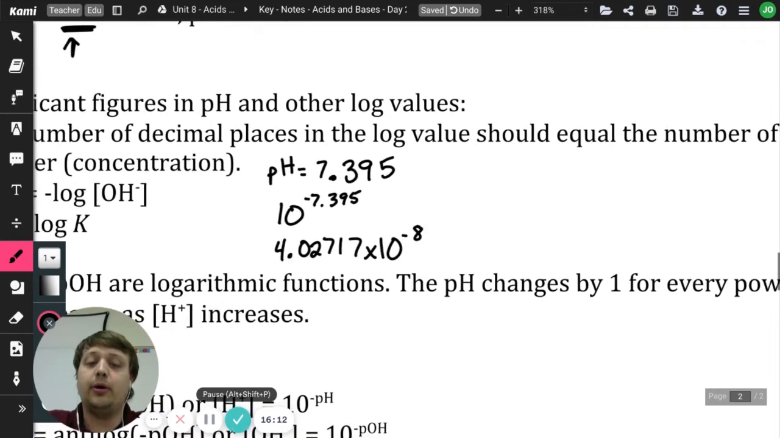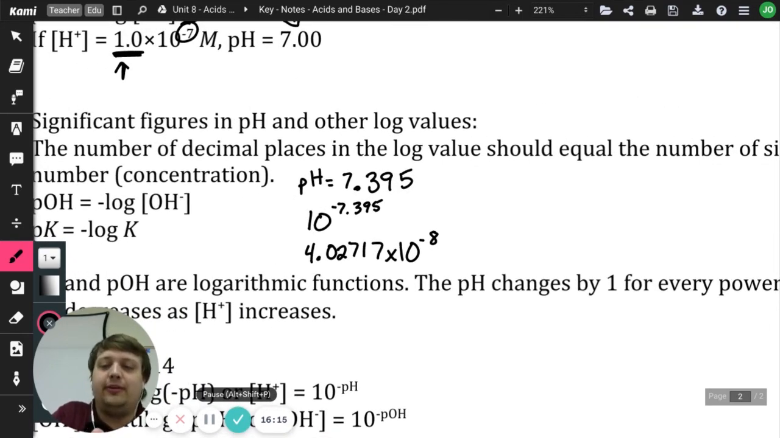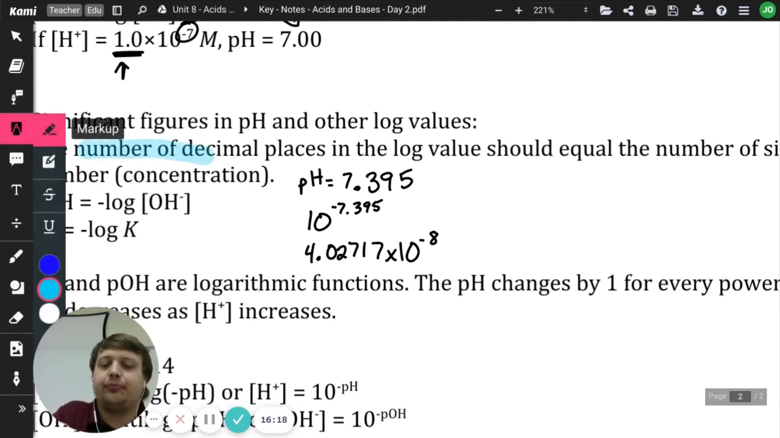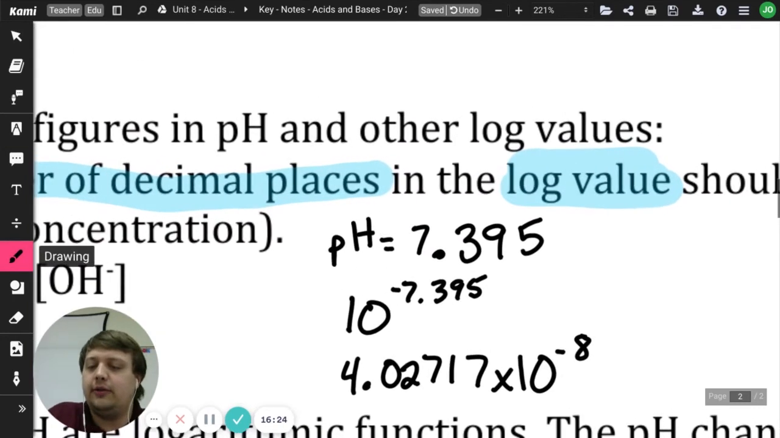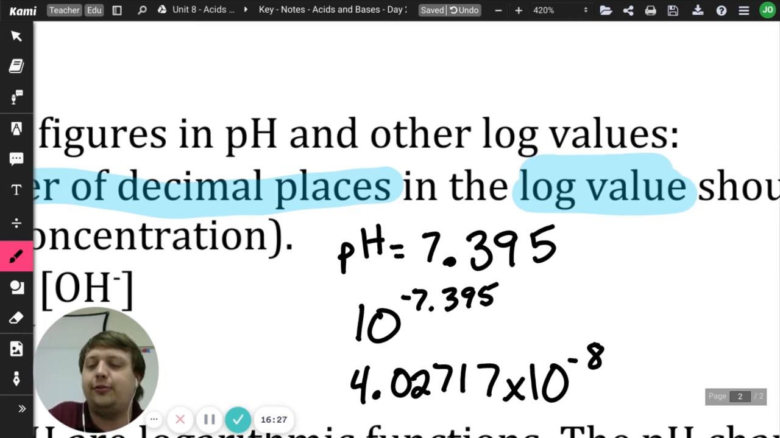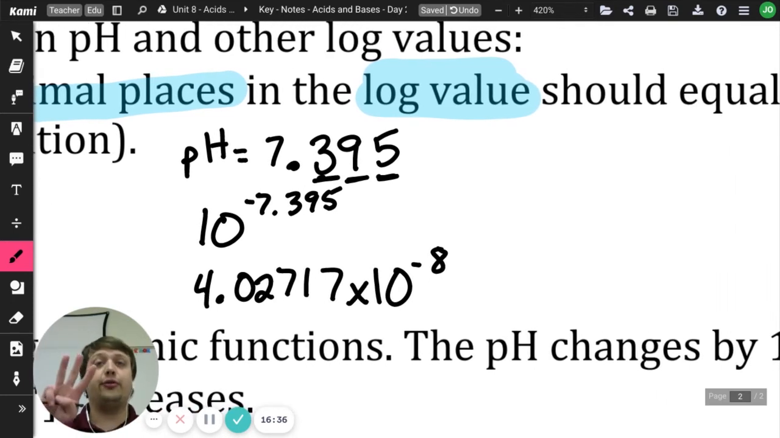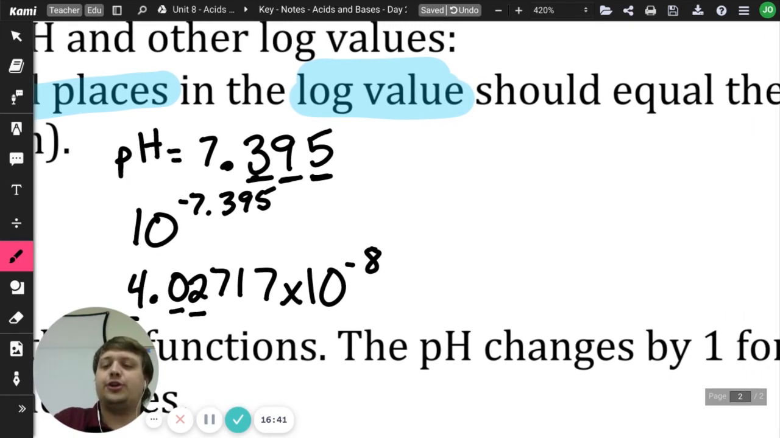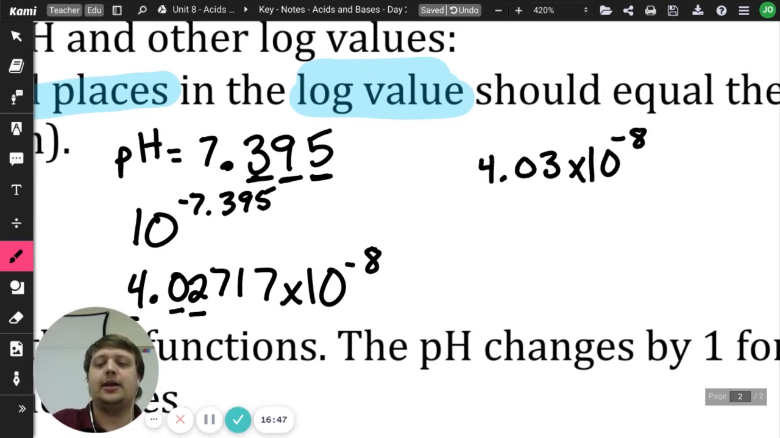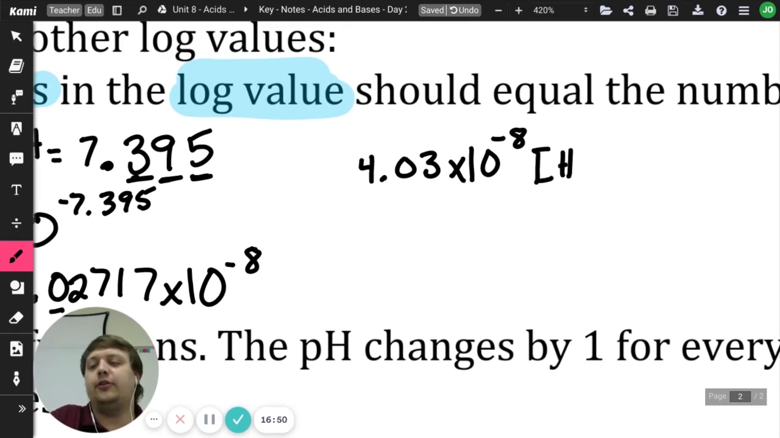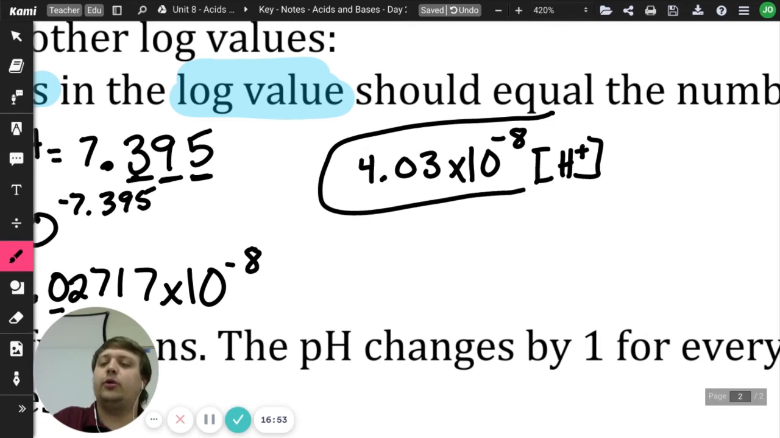Now, if you remember, it is the number of decimal places in my log value. So here, this pH is my log value. How many decimal places do I have? 1, 2, 3 decimal places there. And so my answer needs to make sure that it has 3 significant digits. So 1, 2, 3. My answer should be 4.03 times 10 to the negative 8 in terms of that hydrogen concentration. Okay, this would end up being my answer.